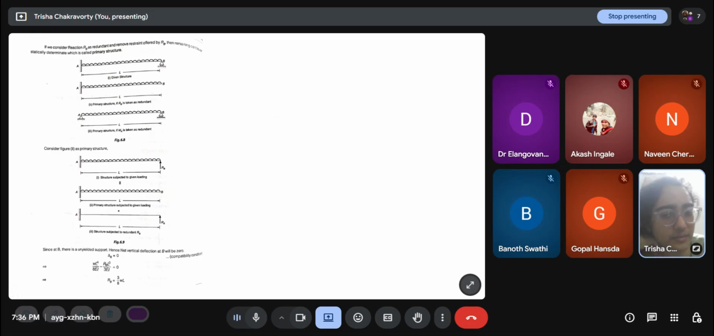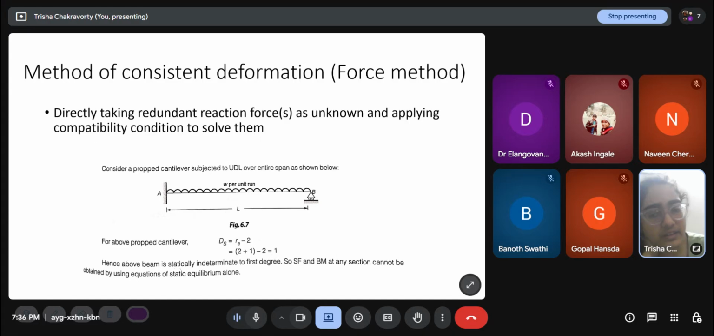So this is the concept of the force method of consistent deformation. We identify how many redundant reactions we have, and we remove them from the structure, pretending they are not there, to get a primary structure which is determinate and hence solvable. And then I draw a secondary structure where the redundant force is the only force acting on the structure, and I have to find out which compatibility condition is being violated if I remove that redundant force.